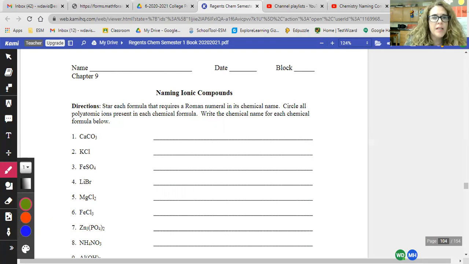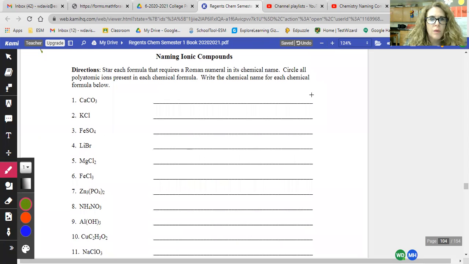All right, so we're now on page number 104 in our notes book. Let's do some more practice naming ionic compounds. All right, so we're going to star each formula that requires a Roman numeral in its chemical name. That's the first thing I want to go through and do. So how do I know if something needs a Roman numeral or not? I'm going to look at my handy dandy reference table, my periodic table.